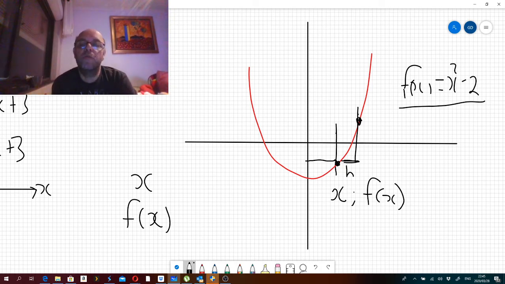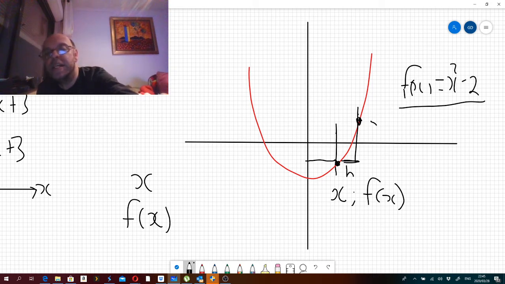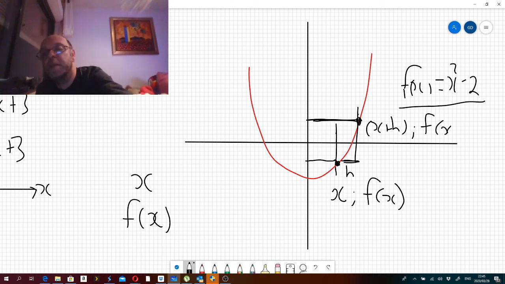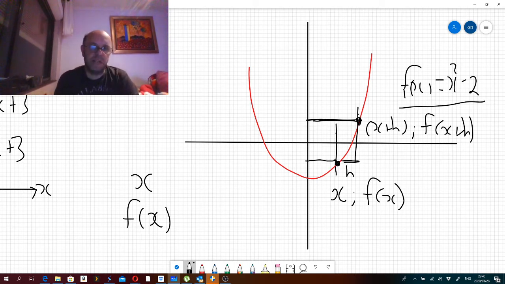In our previous graph, we made the value of h 1, and we just went 1 unit up each time. We went from 0 to 1 to 2 to 3. So the difference in values was just 1. But let's just choose any random point and call it h. So this point over here has an x value called x plus h. That means that its function value would be the function of that x plus h.